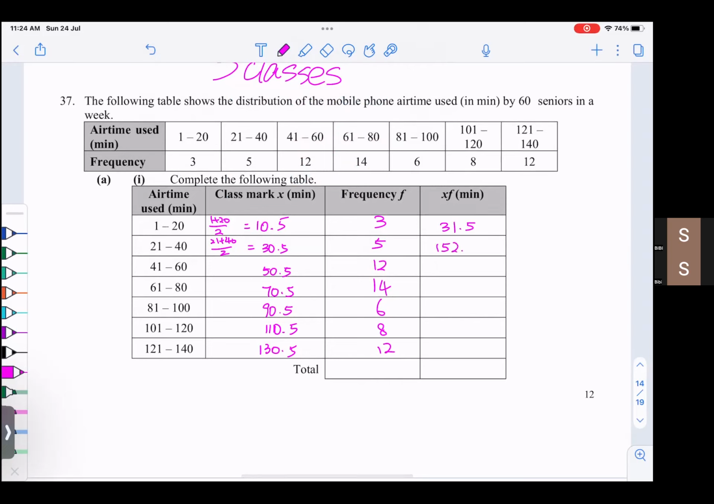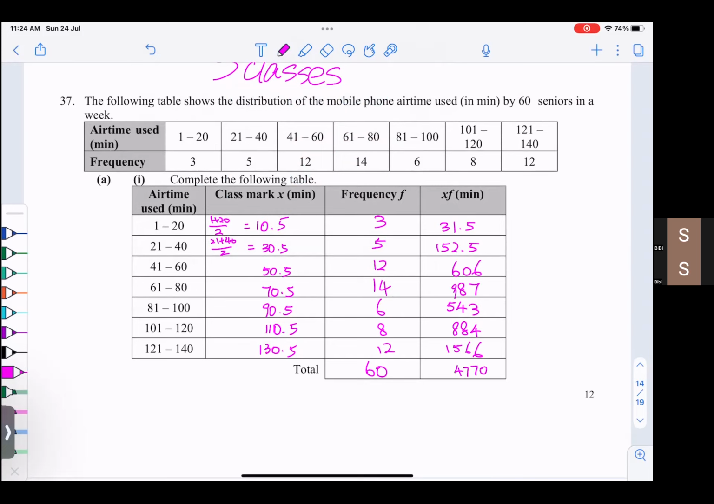And then just continue calculating. It gets bigger and bigger because the numbers are actually very big, plus the frequency is big as well. And if I do anything wrong, just also tell me. And then the frequency total is 60 because we know it's 60 seniors. How about this one total? Click calculator.